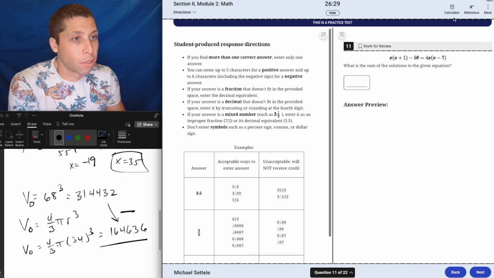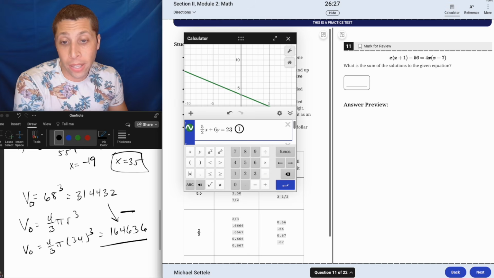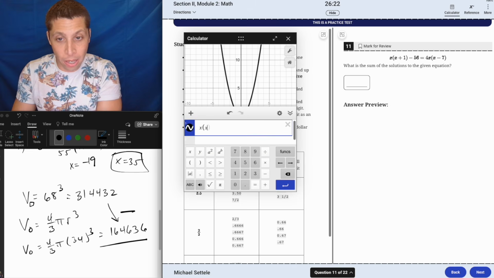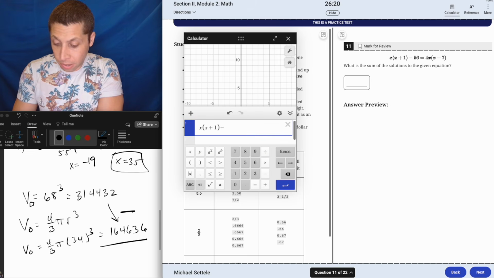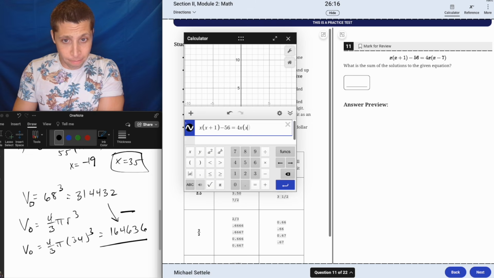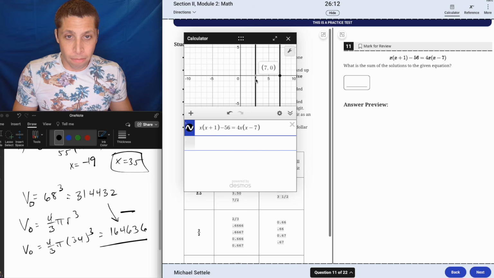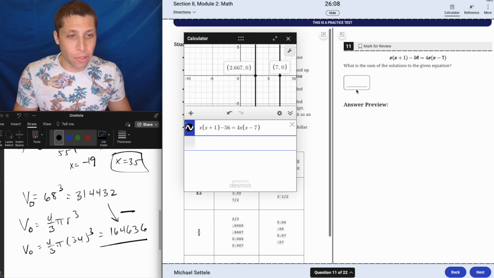What's the sum of the solutions? Let's find out with a little Desmos. X times x plus 1 minus 56 equals 4x, x minus 7. 7 and 2.667. Okay. I hate when they do this. So I can just add these up, and it's 9.667, right?